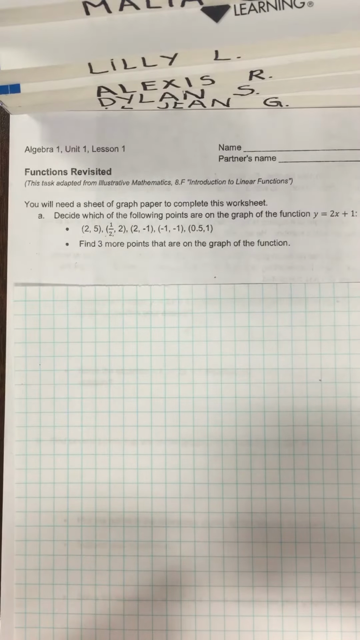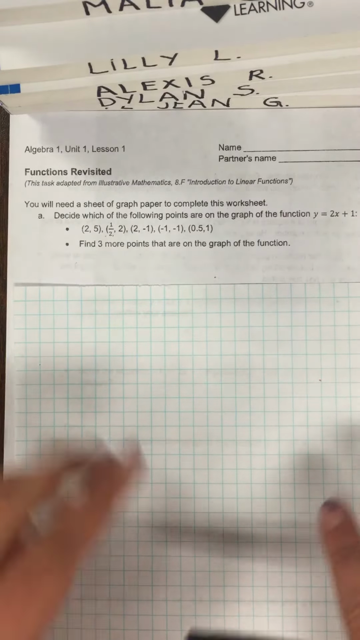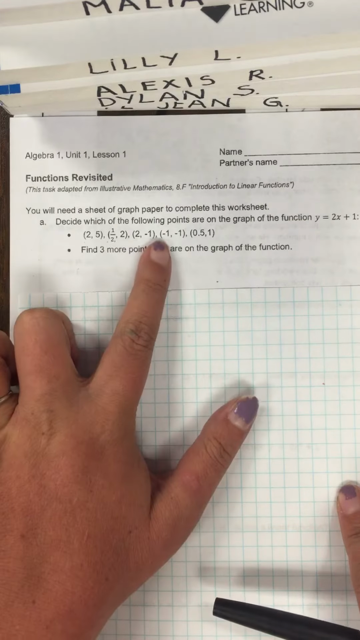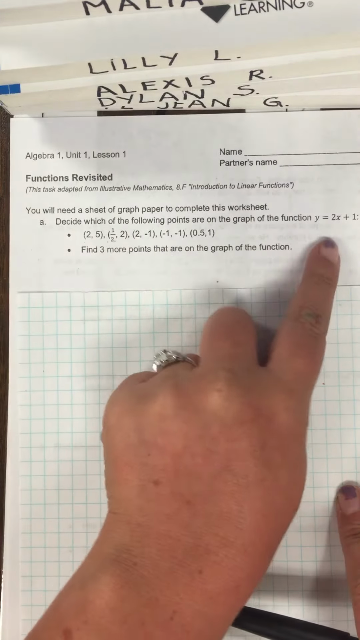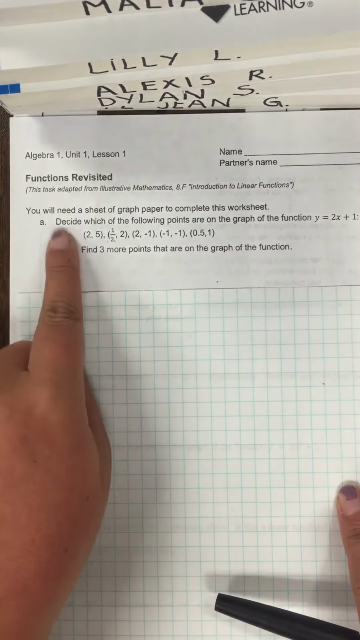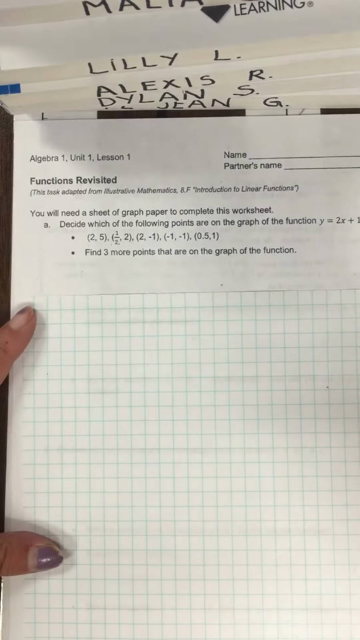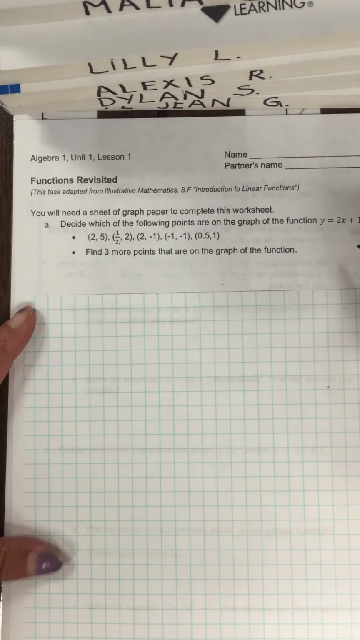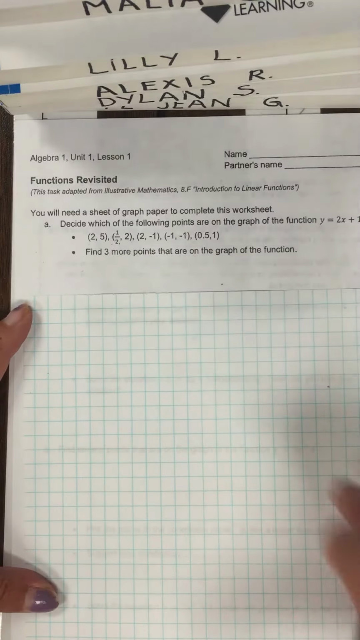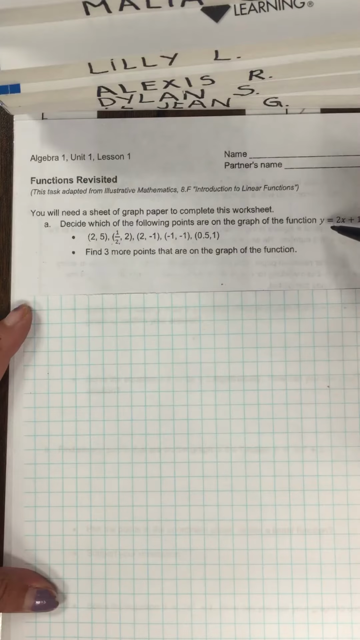All right, guys, we're going to talk about the Functions Revisited worksheet. We're going to start off with A and the first dot. The first dot is for the function y equals 2x plus 1. It's asking us to decide which of the following data points are on the function. In order to decide, I like to set myself up with enough room, plug them in, and solve.